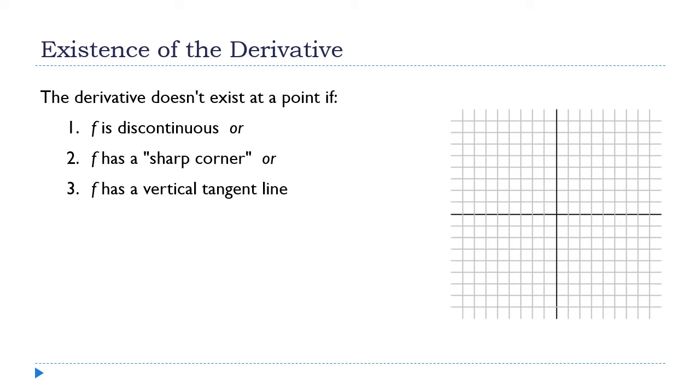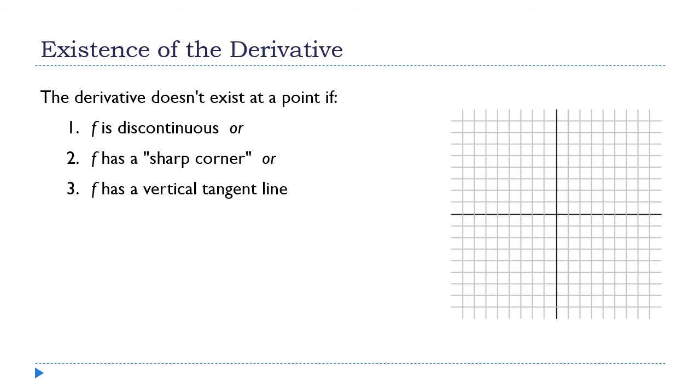And it's also going to be non-differentiable. I think I may have said discontinuous there with a sharp corner. I meant differentiable. It's not differentiable if it's discontinuous. It's not differentiable if it has a sharp corner like the absolute value of x. And it's not differentiable if the function has a vertical tangent line. We'll actually see some of these a little later on.